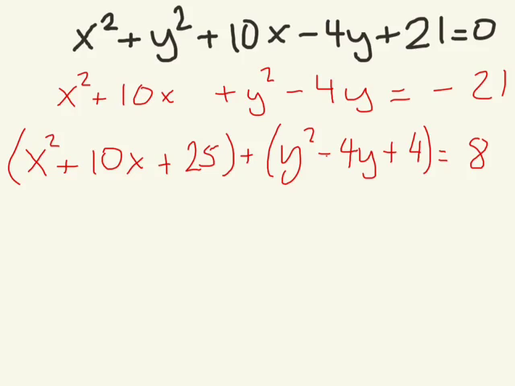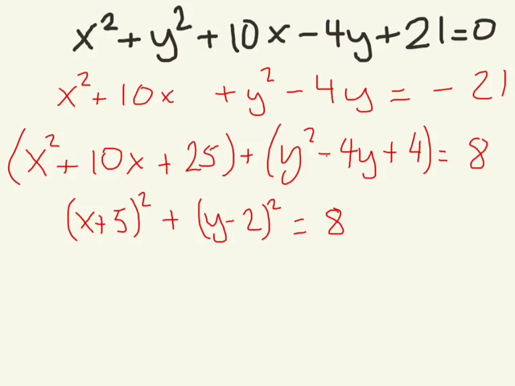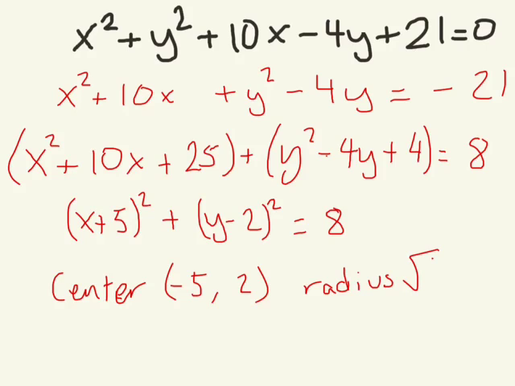So now, for the x's, we've got (x + 5)^2. For the y's, we've got (y - 2)^2. And we get this radius squared of 8. So if we wanted to get the center and the radius out, the center is (-5, 2), and the radius is the square root of 8, which is 2 square root of 2.